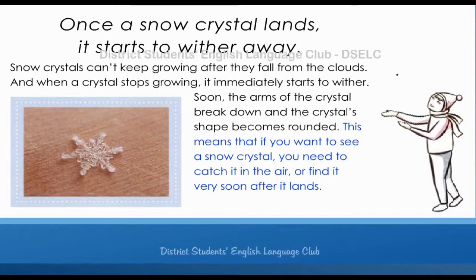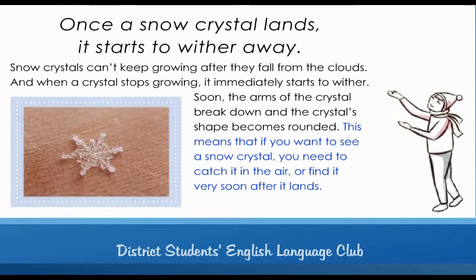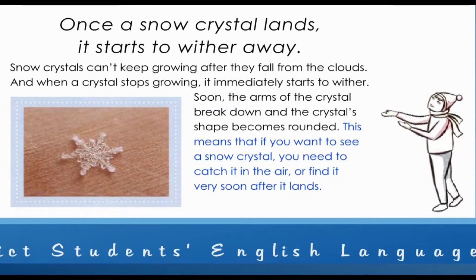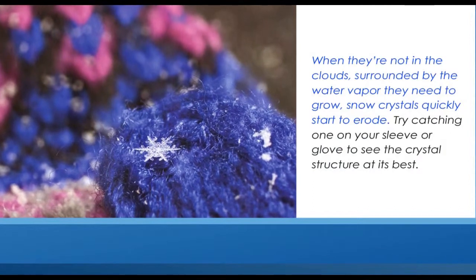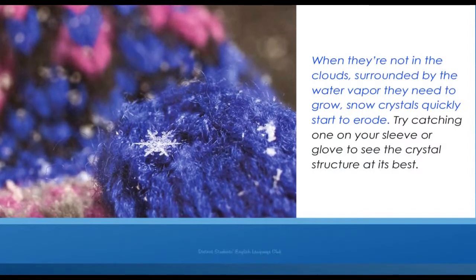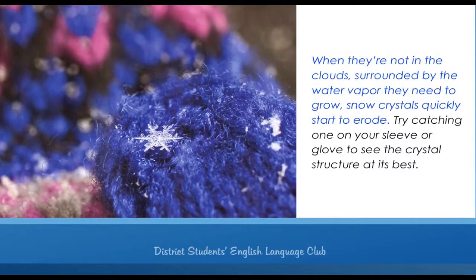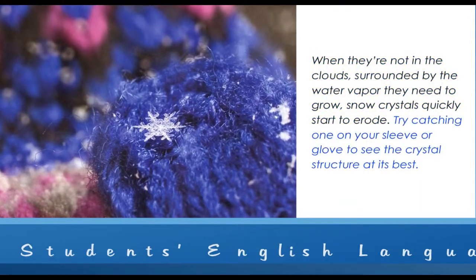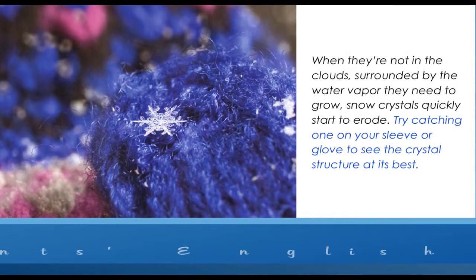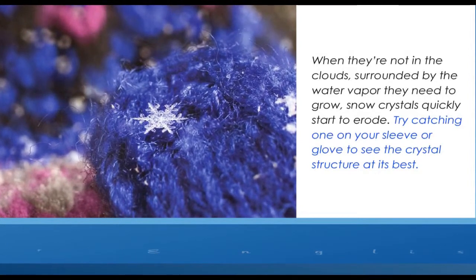This means that if you want to see a snow crystal, you need to catch it in the air, or find it very soon after it lands. When they're not in the clouds, surrounded by the water vapor they need to grow, snow crystals quickly start to erode. Try catching one on your sleeve or glove to see the crystal structure at its best.